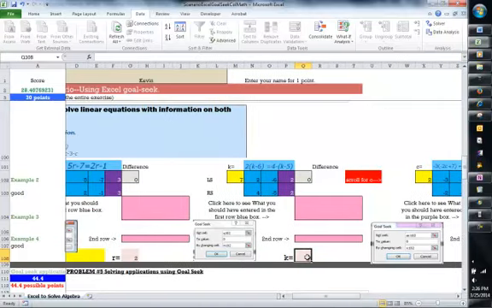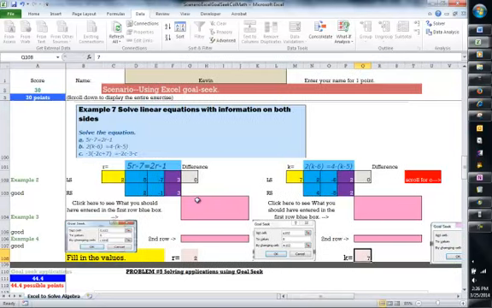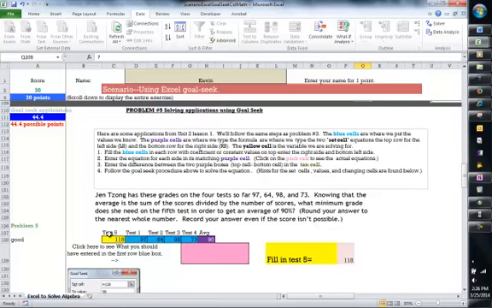We forgot to put in that K was 7. Now we got all the points. Okay, let's keep on going. We can also use goal seek to solve applications. Let's look here at these applications and see if we can get them right.